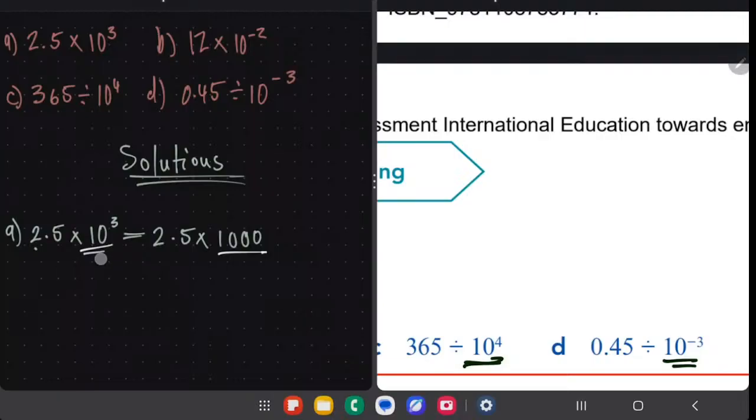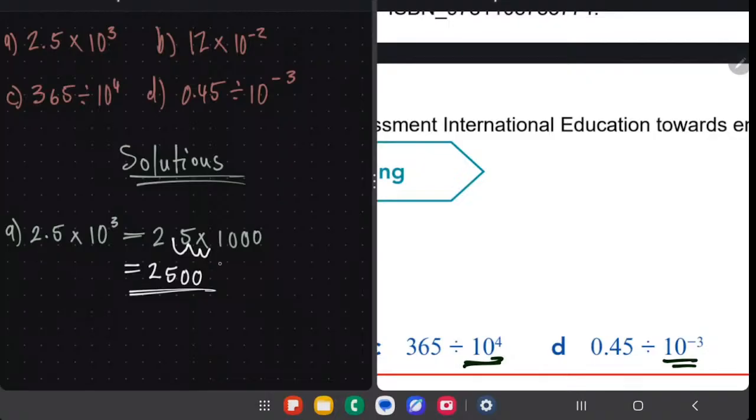Now, what does that mean now? We must know what it means when we multiply by 1,000. It means we are moving the comma 3 times to the right. So it's going 1, then 2, then 3. So it becomes 2, 5. Here when we moved it, there was nothing, so we put a 0. We moved it again, there was nothing, so it's a 0. So it's 2,500. This is the final solution of 2.5 times 10 to the power 3.